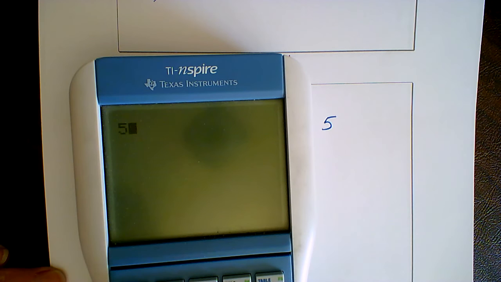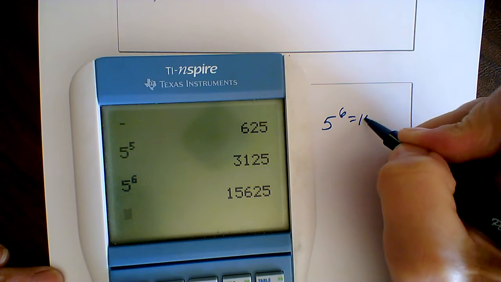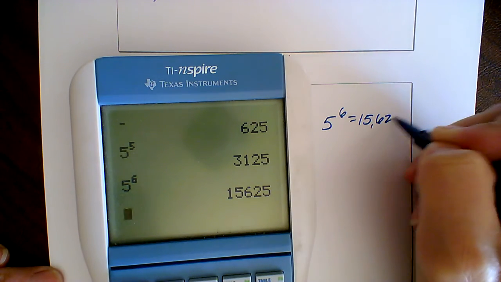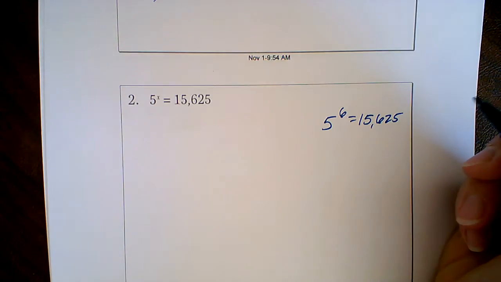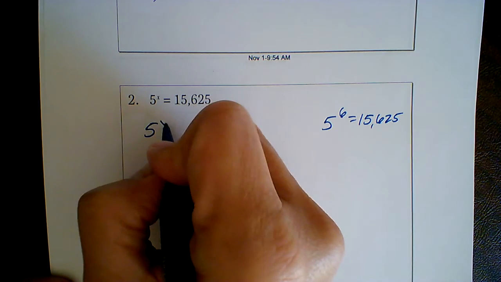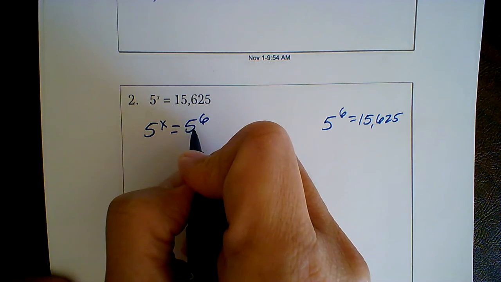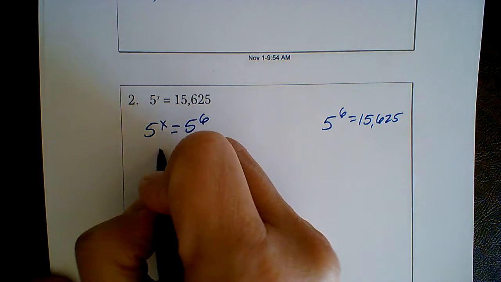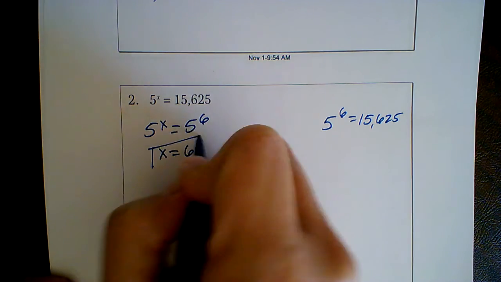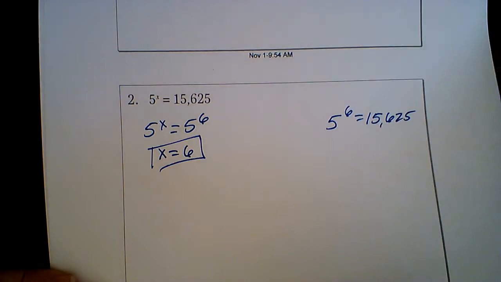So let's take 5 to the fourth, 625. 5 to the fifth, not yet. 5 to the sixth, there we go. So 5 to the sixth equals 15,625. So I've got 5 to the x is equal to 5 to the sixth. My powers have the same base, so I set the exponents equal to each other. X equals 6.